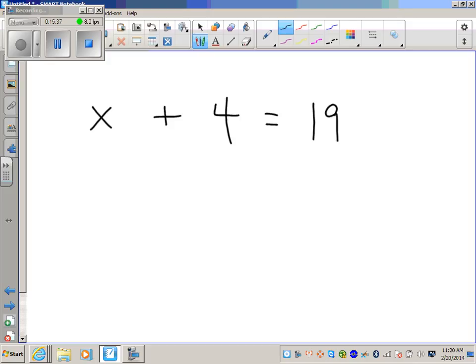x plus 4 equals 19. Someone walk me through the process. Explain to me what has to be done. Go ahead, Desi. I have to find out what x equals, right? Okay. How am I going to do that?